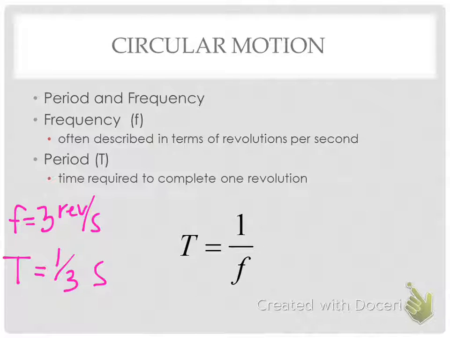So if it makes 3 revolutions in 1 second, you should know that each revolution takes 1/3 of a second. And I don't like fractions, so you would really convert that to 0.33. Anyway, that's how period and frequency work. You will get mixed up on the units that go with that, so please be careful. Time or period should always have seconds as the unit. The other one might say revolutions per.